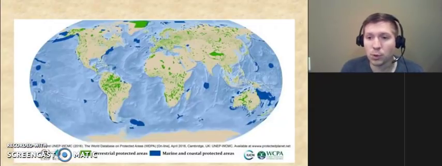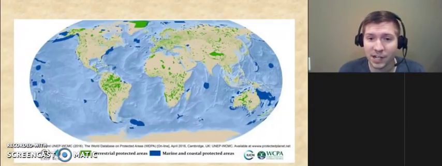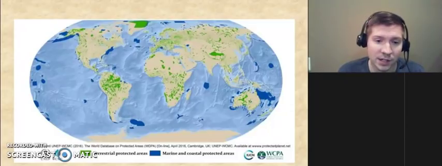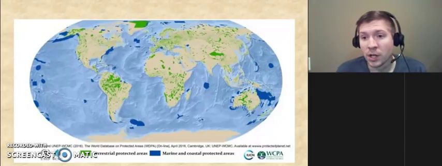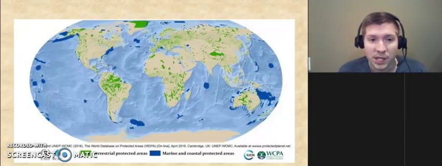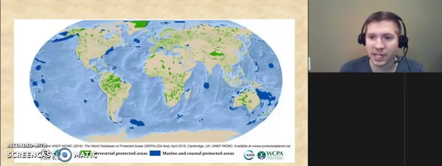Here is just a worldwide map of protected areas. So the green is on land and the blue is in the ocean or the coast. So you can see, actually, we have quite a bit of the planet that is protected, meaning there are specific rules that apply about hunting or using that land. And this allows a lot of species to flourish without human effects.